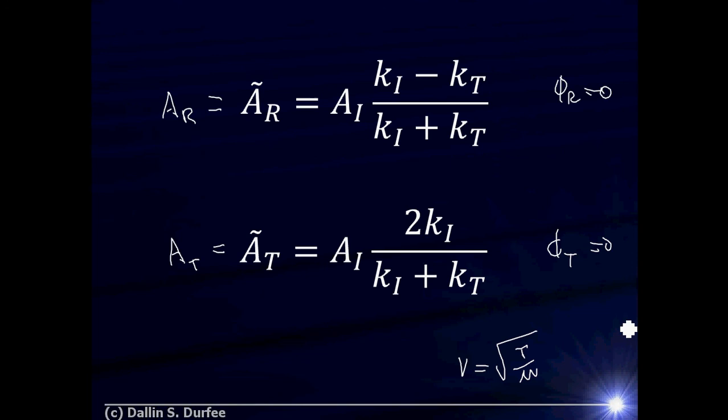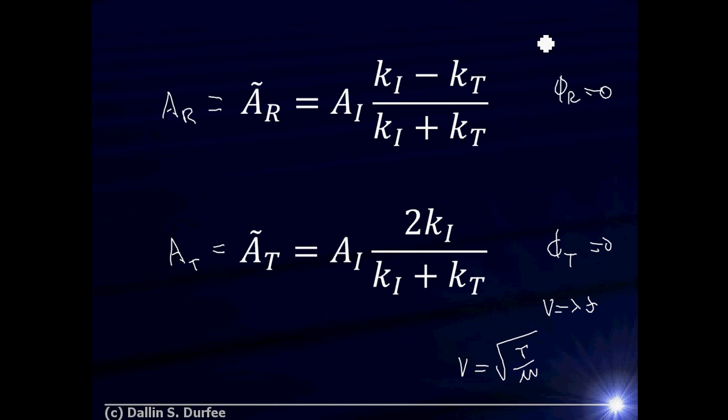So I'm going from a string to basically a wall. If mu goes to infinity, the velocity of my wave goes to 0. Remember, v is equal to lambda f. If the velocity of my wave goes to 0, that means the wavelength at a constant frequency has to go to 0, which means the wave number goes to infinity. So if I'm going to a wall, kt is infinity. In the limit as kt goes to infinity, k sub i is insignificant, and I'm just left with this over this, and I just get a -1. So A reflected is minus A incident.